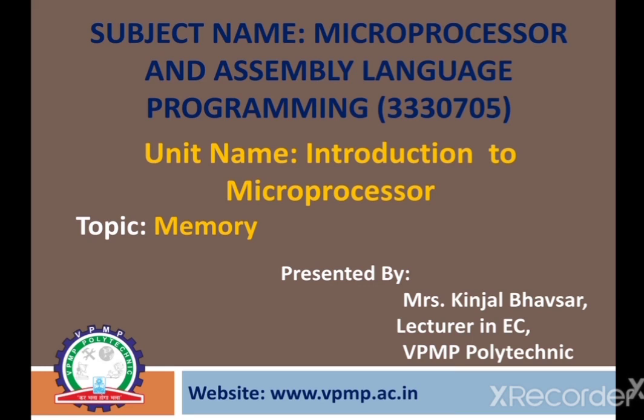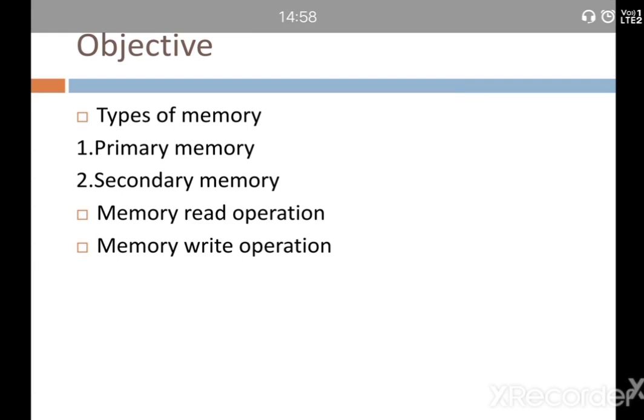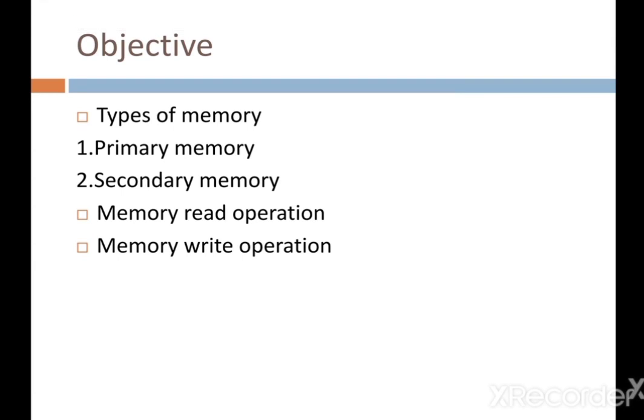Then the topic is memory. These are the objectives. First, what is memory? Then types of memory: two types, primary and secondary memory. Then memory read operation and memory write operation done at the microprocessor.